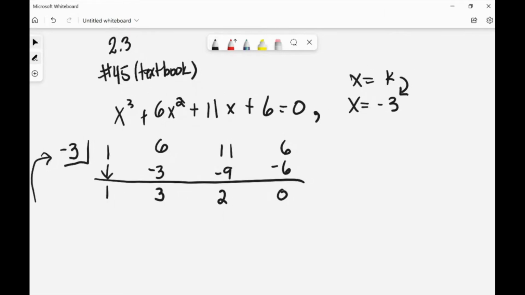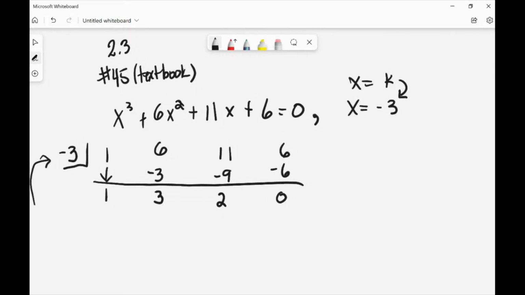So we started out with what degree polynomial? What was our original degree? The third. Yep, third power. Therefore, this is what degree when we write it out? Second. Squared. Yep. All right.